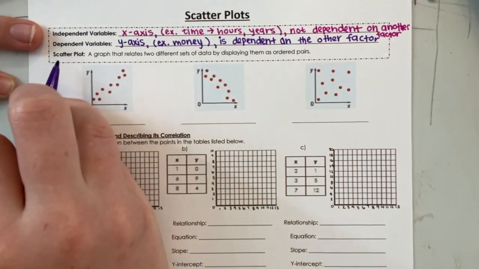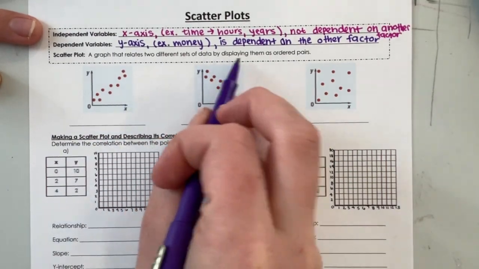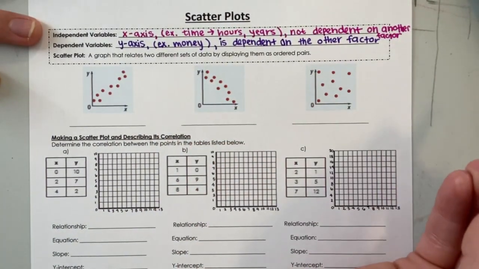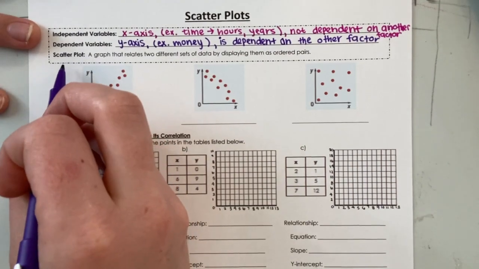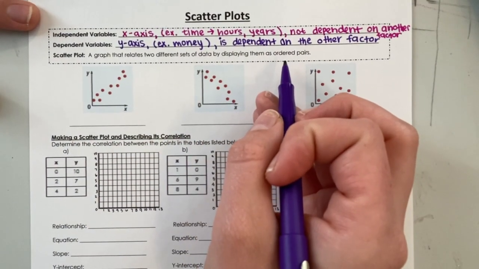Then I have the definition of a scatter plot, which is just a graph that relates two different sets of data by displaying them as ordered pairs. So we're plotting points on a coordinate plane. That is all a scatter plot is.